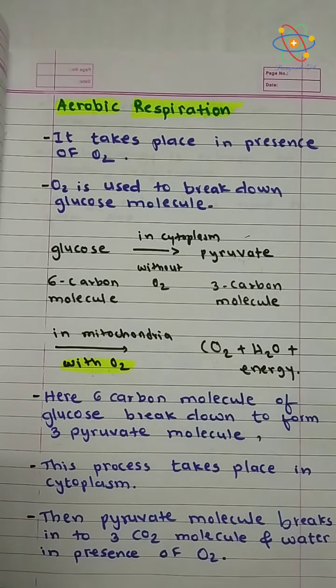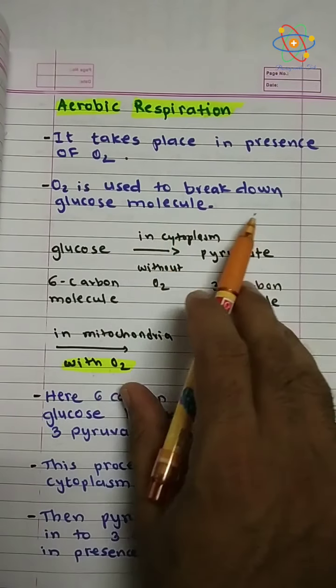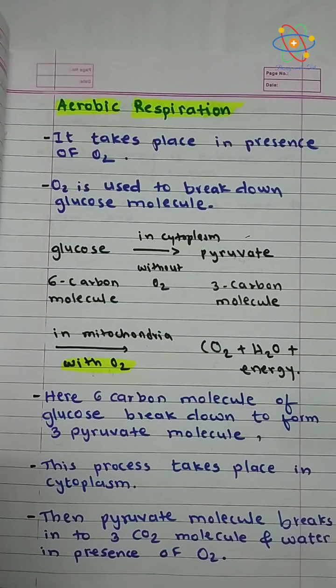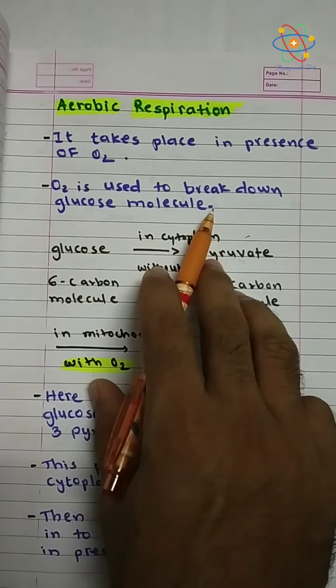Let's start it. It takes place in presence of oxygen. Oxygen is used to break down glucose molecule. So first point, it is quite clear. This reaction takes place in presence of oxygen and this oxygen is used to break down glucose molecule.